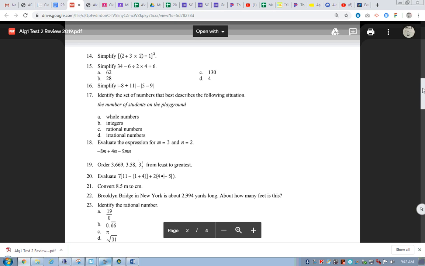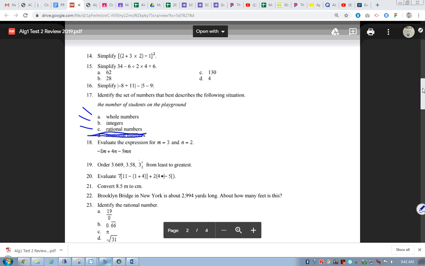Identify the set of numbers that best describes the following situation: number of students on the playground. Well, we're not going to get half of a student. We're not going to get a fraction of a student, right? Okay. So everything that we should run into should be rational, should be an integer, should be whole. The only thing that we shouldn't get is an irrational number. Okay?